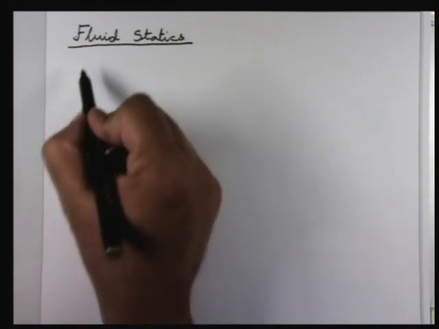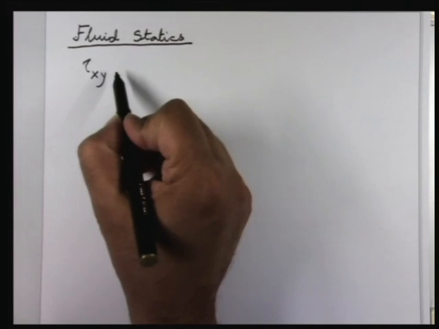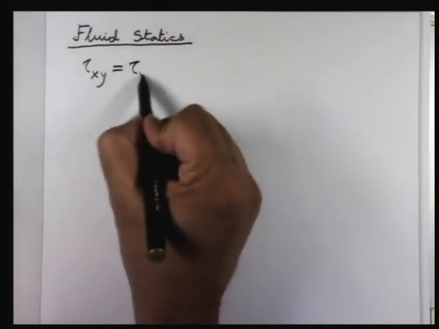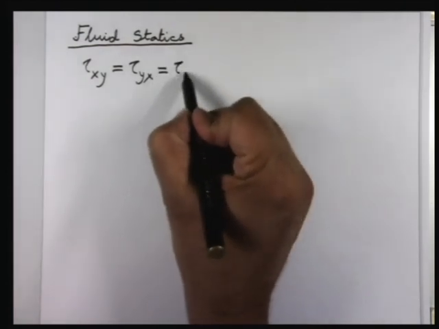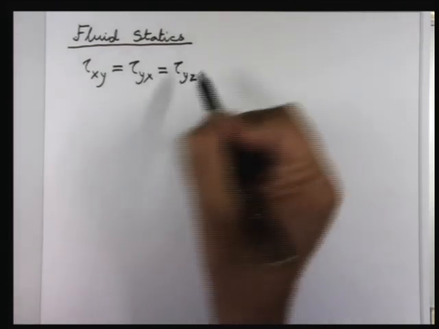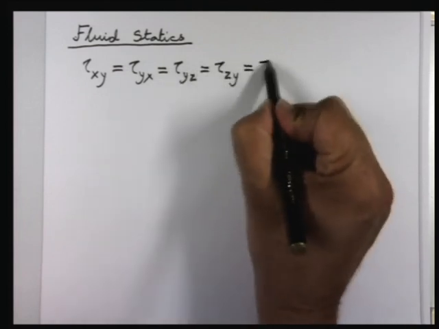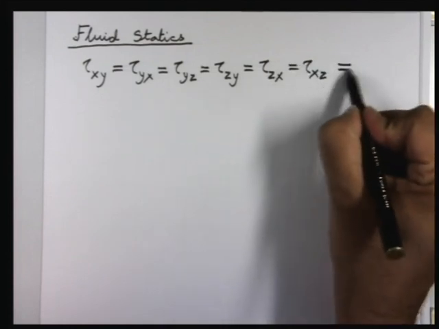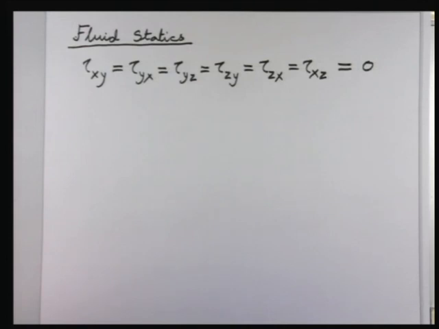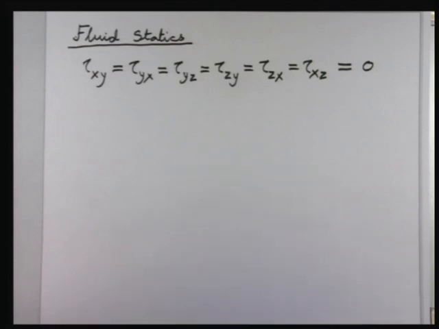So if you look at tau xy, that is going to be 0. If you look at tau yx, that is also going to be 0. Similarly, tau yz, tau zy, tau zx, and tau xz, these are all going to be 0. Now let us look at the normal stresses.